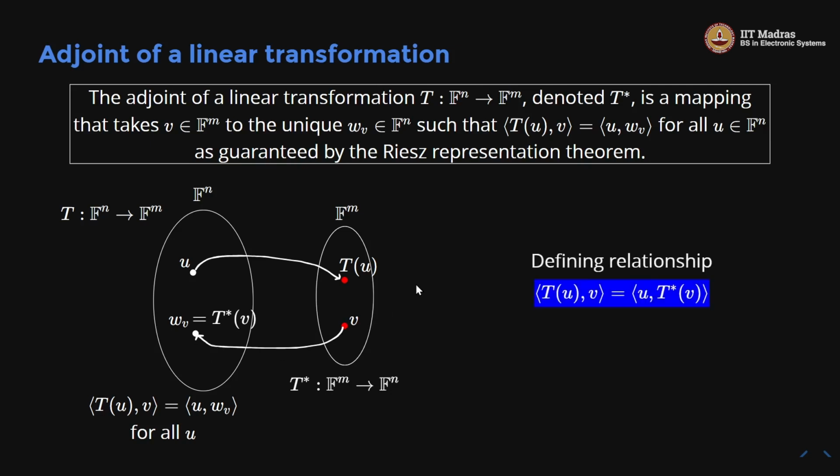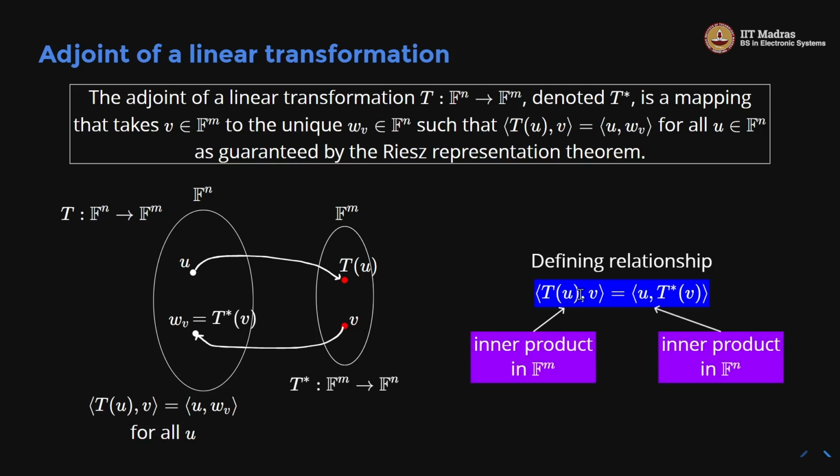The most important and defining relationship of the adjoint is this one, and we'll use it over and over again in many proofs. Notice what happens here. The inner product between T of U and V, which is in Fm, is equal to the inner product between U and T star of V. This is an inner product in Fn. This is how the T and T star interaction is defined. Anytime you have T of U comma V in an inner product, you can send this T to the other side, but it becomes T star, so it becomes U comma T star of V. That's the defining relationship.